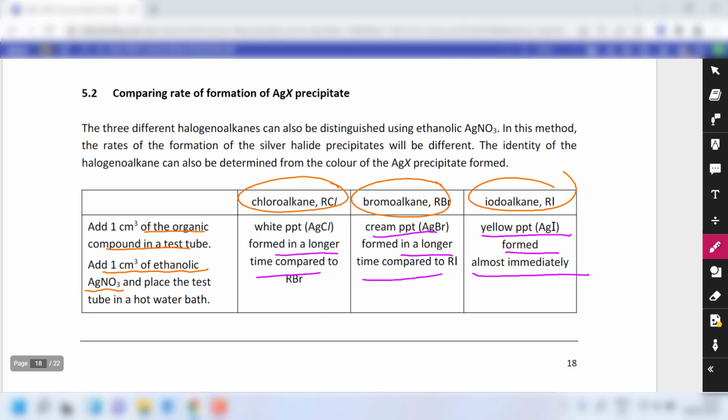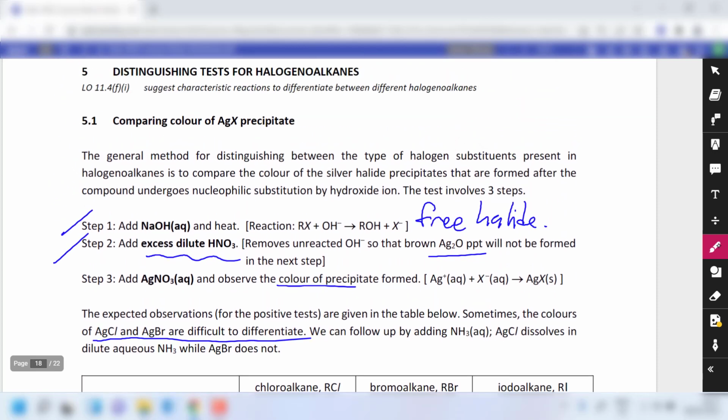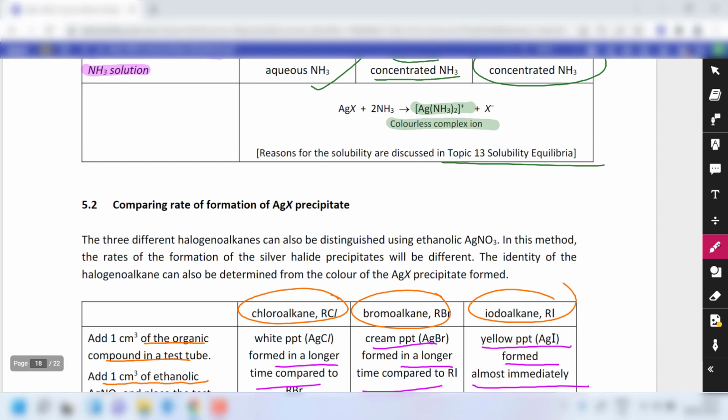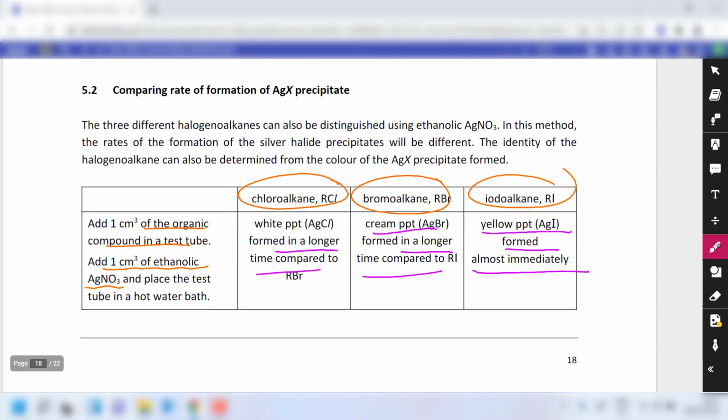For 5.2 and 5.1, they are a little bit different, so I hope you don't get confused. 5.2 is to compare the rates of formation of the silver halide precipitate. We subject all of them to the same condition. We do not need to observe the color of the precipitate that clearly, although of course it's important. We are just trying to see amongst the 3 which one produces the precipitate first. Of course, the C-I bond is the weakest, more likely to be broken, so it produces the precipitate first.